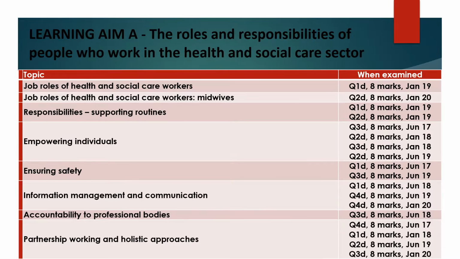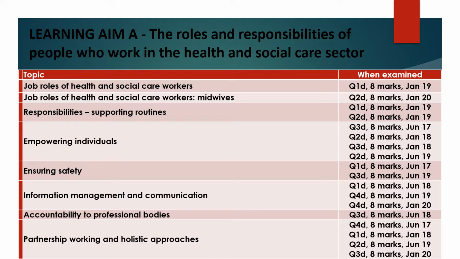So just to see what is on the exam paper. For topic A, learning MA, which is all about roles and responsibilities, you can see these are the questions that have come up in the past, or topics of the 8-marker. So you've got a few here about health and social care workers, job roles with midwives, responsibilities, particularly support and routine has come up a couple of times, but you can see there's a couple of areas.